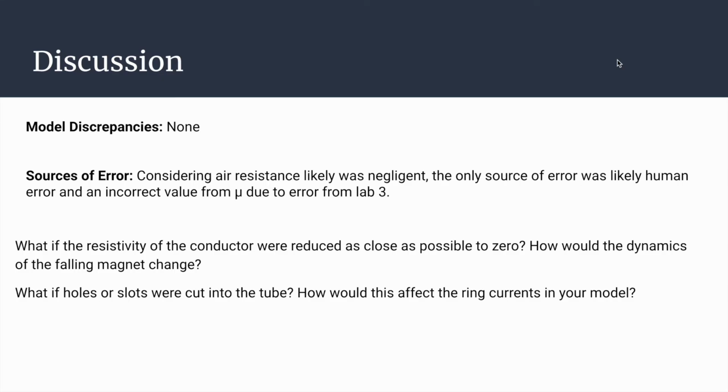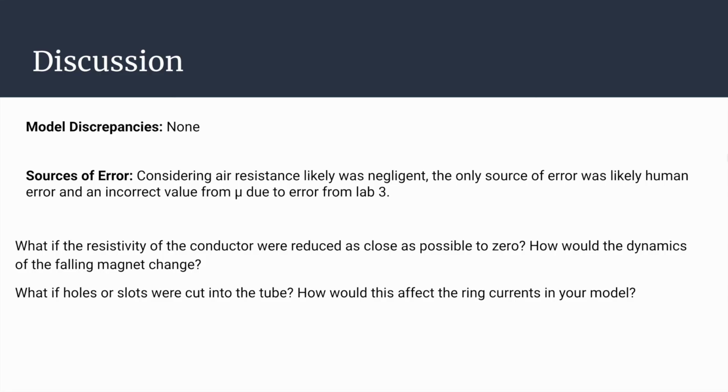For the discussion, there were likely no model discrepancies as a magnet can very accurately model a magnetic dipole. For potential sources of error, considering air resistance likely was negligible over such a short distance of falling, the only source of error was likely human error when I was measuring the time that it took to fall through the tube, and possibly an incorrect value of mu due to error from lab 3.